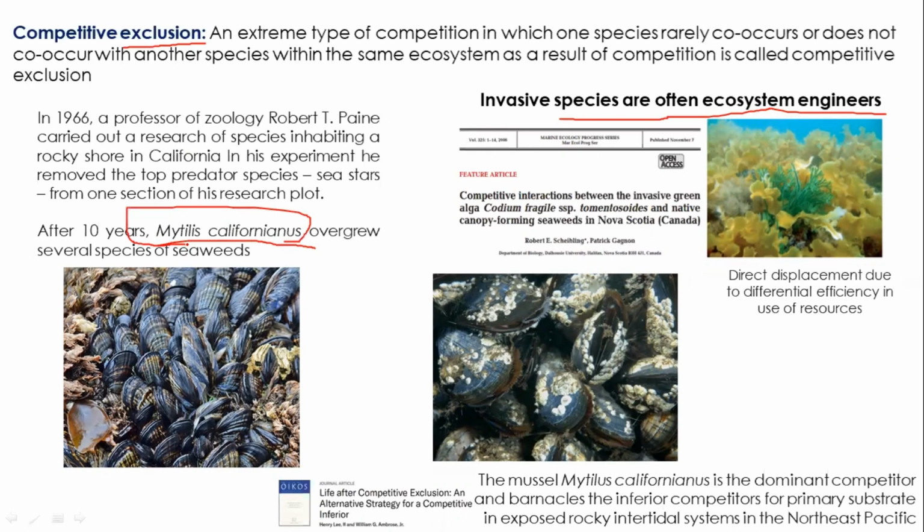Now interestingly, what he found is that barnacles were the inferior competitor as well in that particular area. So Mytilus overgrew certain species of seaweed in that location. After 10 years or so further, another paper came showing that the inferior competitor barnacle has started colonizing on top of the mussels.